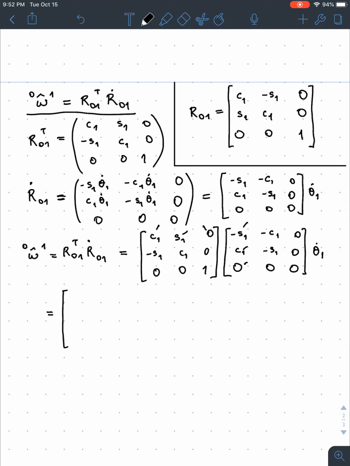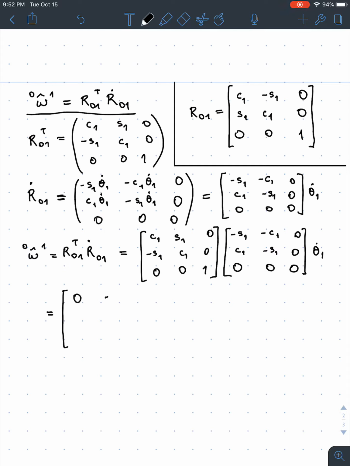What do we do? This is this element times that element plus this element times that element plus this element times that element. Yes? So if I do that, it's going to be cosine theta 1 times minus sine theta 1 plus sine theta 1 times cosine theta 1, which makes 0, plus 0 times 0, 0. So this element here is 0.